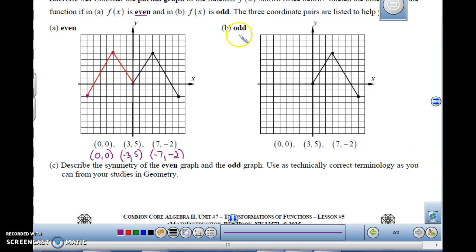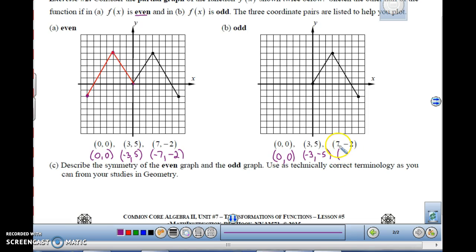All right, now, odd functions. Opposite inputs give opposite outputs. All right, so 0, 0. The opposite of 0 is going to give you the opposite output. The opposite of 0 is still 0, so it's going to be 0, 0. Okay, now, here's where it gets a little more working on this. 3, 5. The opposite input would be negative 3, which gives you an opposite output. So if this is 5, your output is going to be negative 5.